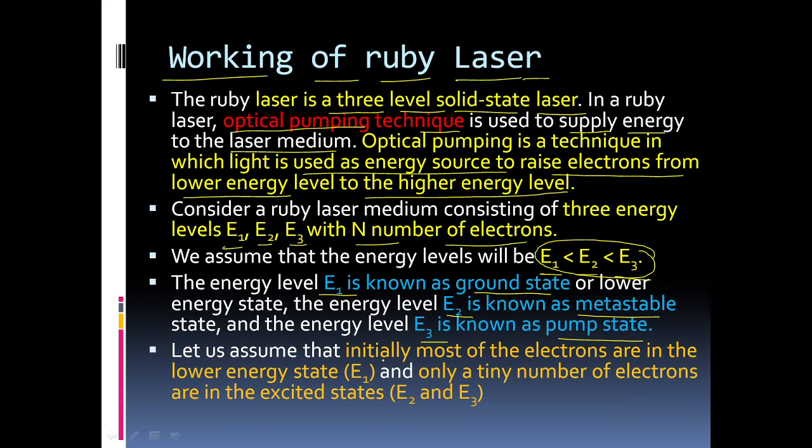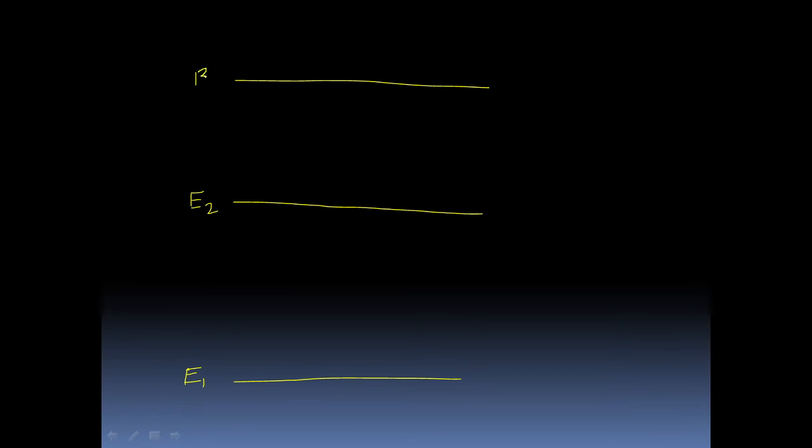Let us assume that initially most of the electrons are in the lower energy state. For the explanation, it is our assumption that most of the electrons are in the lower energy state. Only a teeny number of electrons are in the excited states, E2 and E3. Here, ground state. These are the three levels: E1, E2, and E3.